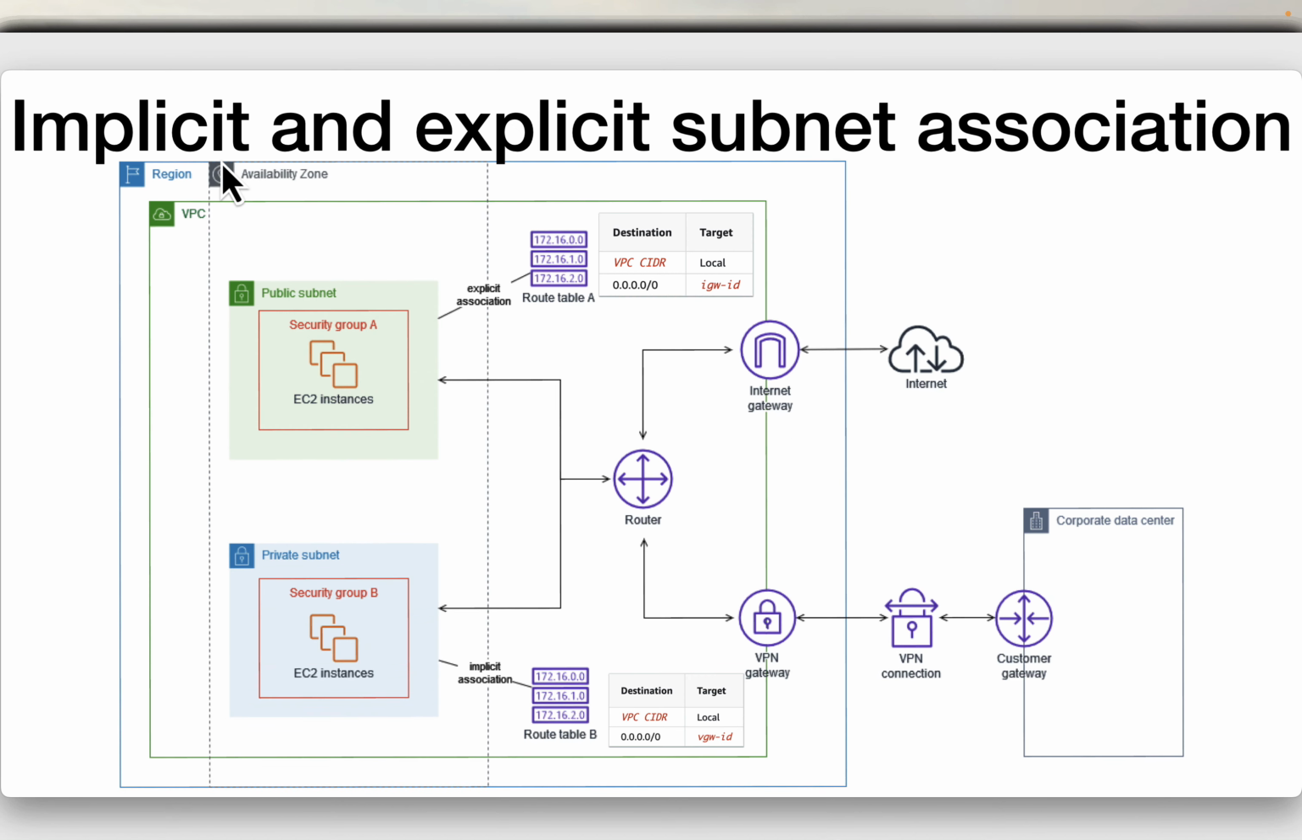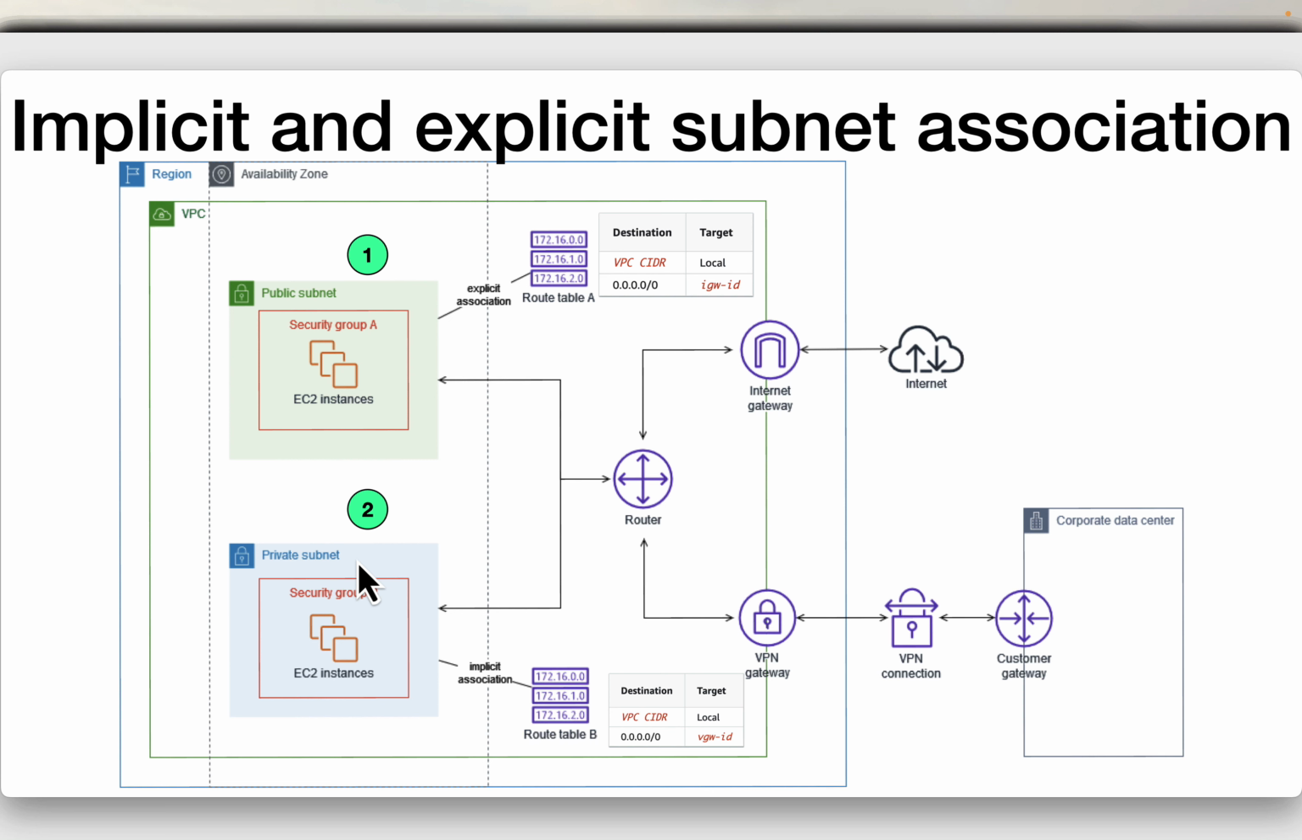So this is a diagram of implicit and explicit subnet association. So first, the public subnet contains EC2 instances that are within a security group labeled security group A. This is explicitly associated with route table A. Route table A contains a route that directs internet-bound traffic to an internet gateway through this entry, which allows instances to initiate communication or connection to the internet.